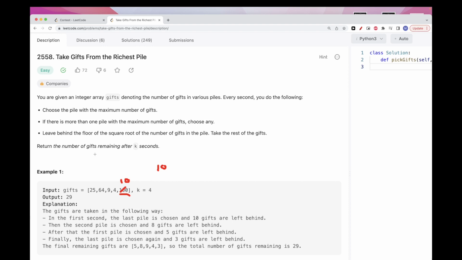Now the other thing to think about is that, let's say k was 3, even with k equal to 4, in the fourth iteration you don't take 9, right? Because after 25 and 64 there is 9. You take 10 because what's left is a pile that should be included in the next iterations, right? So that's an important piece. And here what we want to return is the number of gifts remaining after k seconds.